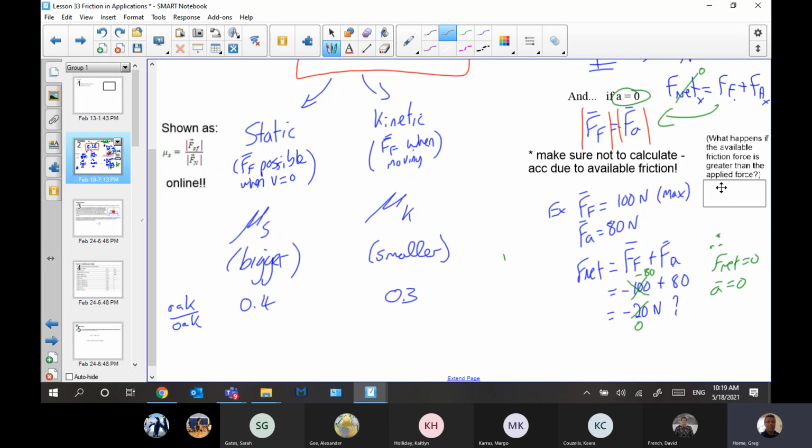So what happens if the available friction force is greater than the applied force? The friction will only match the applied force. The thing won't accelerate. Any questions about that?